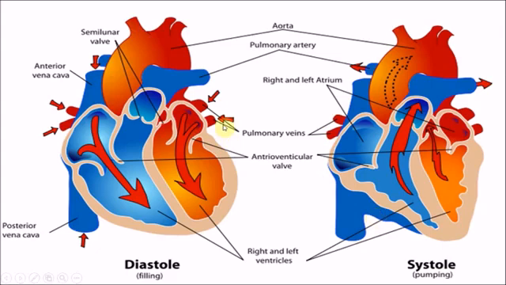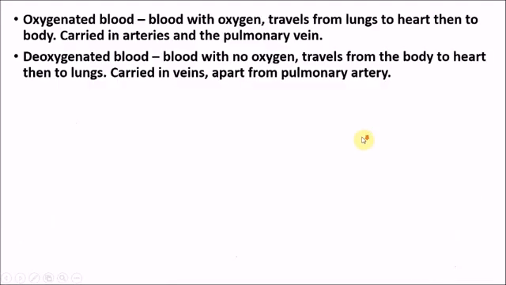When it's filling, the blood will flow into the left atrium and then down to the left ventricle, and the same on this side into the right atrium and then the right ventricle. And then during systole, when it contracts, the blood is pumped out of the heart into the arteries.